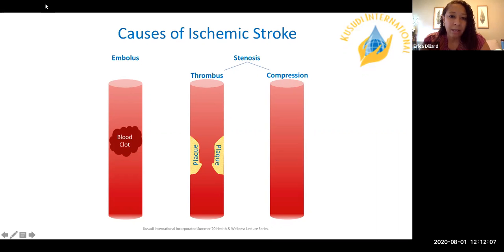Another way ischemic stroke can occur is if you have stenosis, or a narrowing of the blood vessel. Let's think of it in terms of the straw we were talking about. If you bend the straw a little bit and there's a kink in it, the juice you're drinking may not be able to get past that kink to where it's supposed to go. So think of a stenosis as very similar to that. It's a localized area that's narrow, so that blood is unable to pass appropriately past that point.